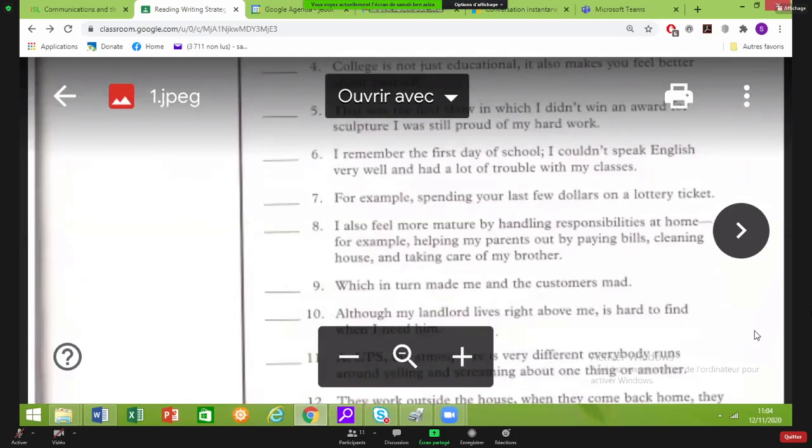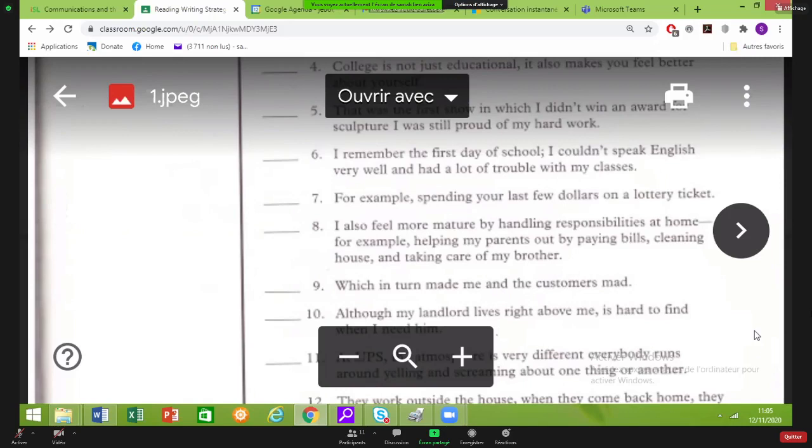For example, spend your last few dollars on a lottery ticket. It's a fragment, an incomplete sentence. Very good. Who's speaking? Tell me your name. Najla. Why is it a fragment, Najla? Complete meaning. You can't get anything from this sentence.